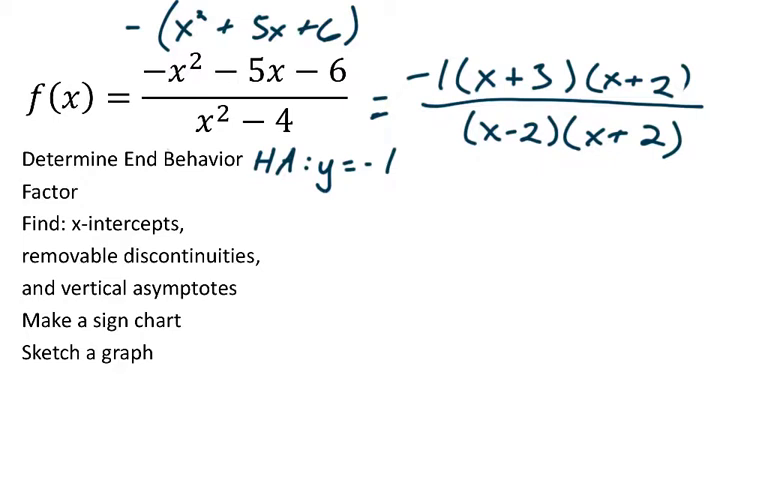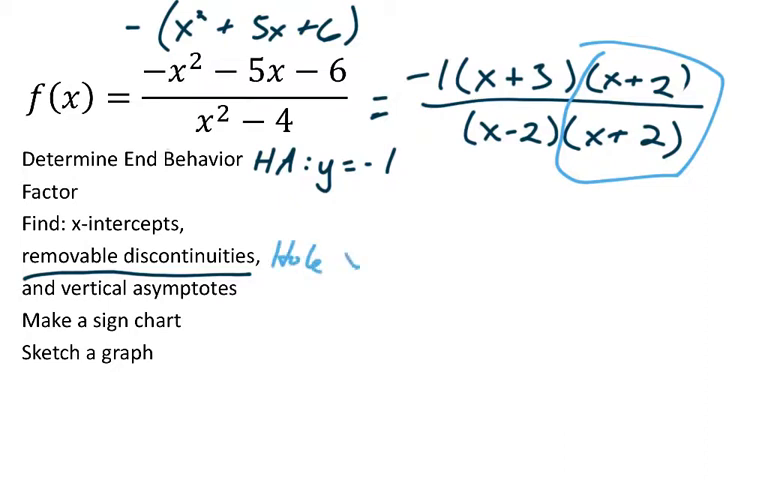So that's factored. And then I'm going to find the x-intercepts, removable discontinuities, and vertical asymptotes. Those are holes. You actually want to find the holes first. I probably should have put that first. So notice that these two factors are the same. That's when you're multiplying and dividing by the same factor. So that's a hole. So there's a hole at x plus 2 equals 0. So then you're having 0 divided by 0, which is x equals -2.